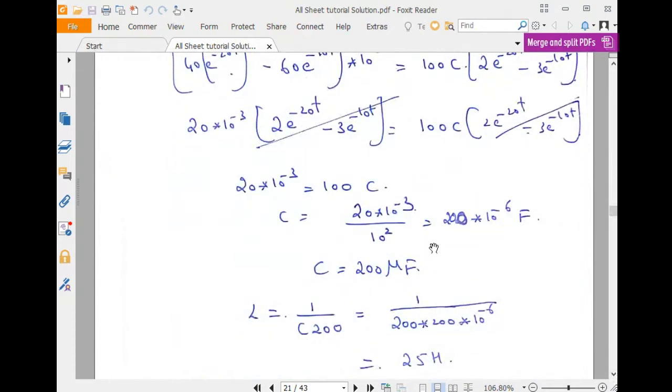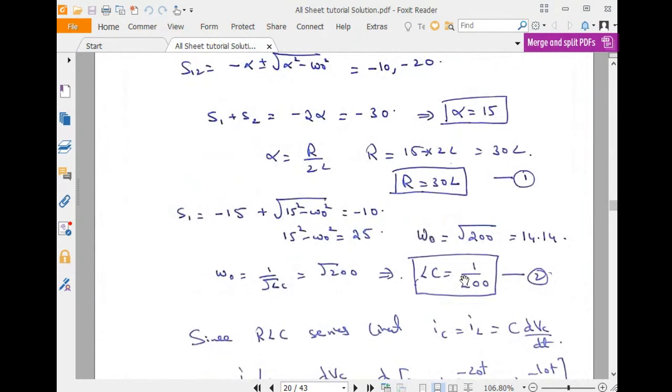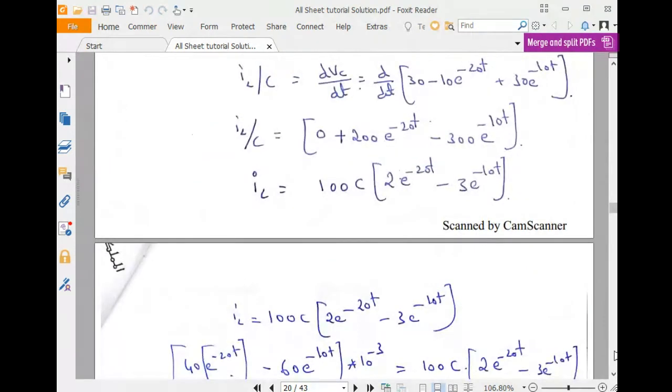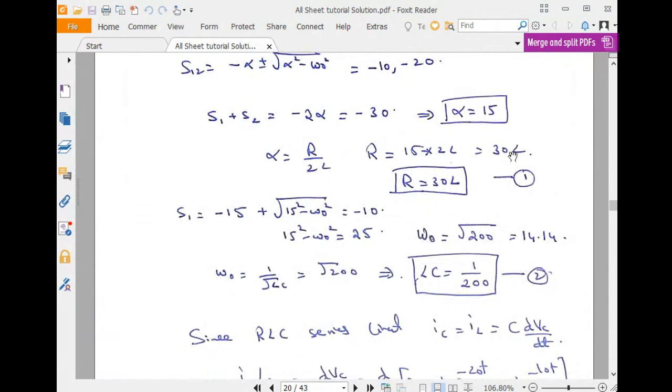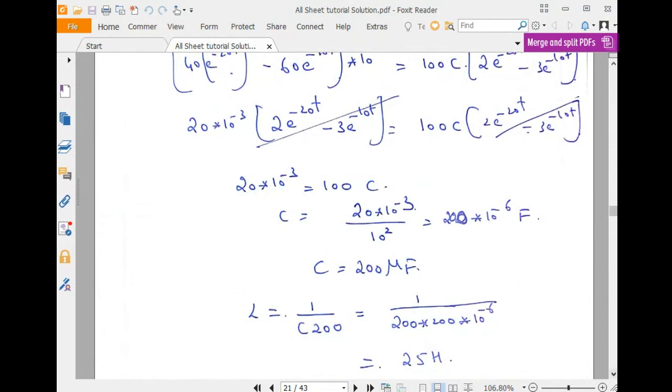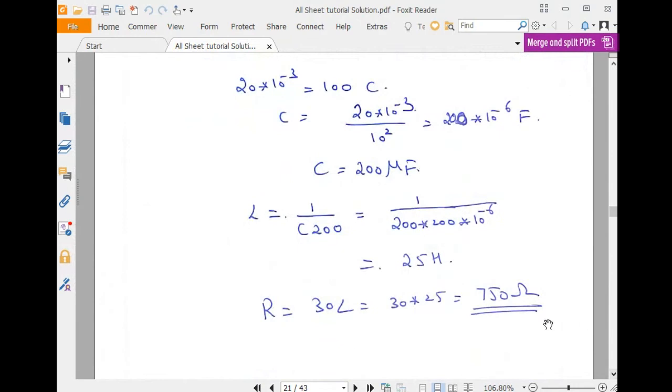After getting the value of C by this procedure, substitute the value in equation 2. LC equals 1 by 200. Substitute the value of C here and you will get the value of L. After getting the value of L, substitute that L here and you will get R. Now you got the values of C, L, and then R. Is it clear?